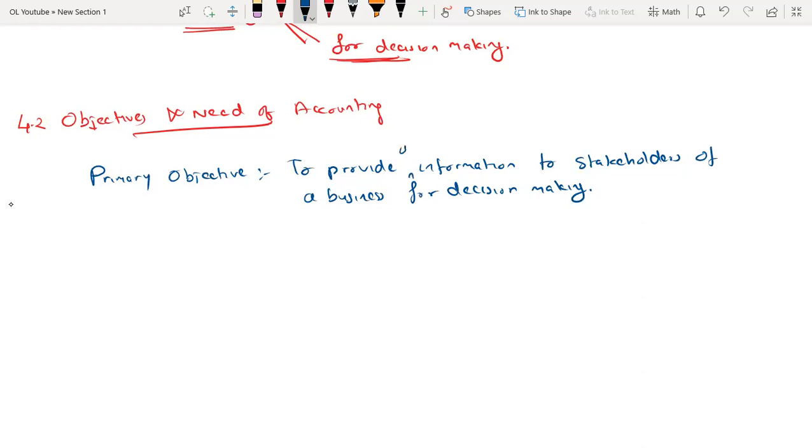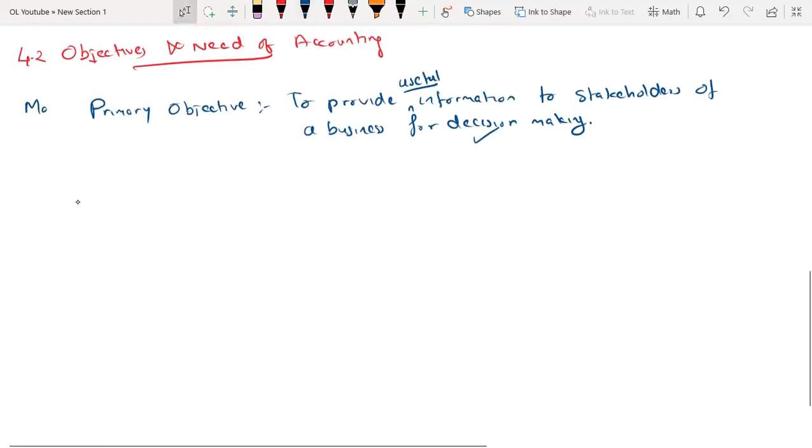It is better to say useful information, because useless information is not going to help to make decisions, right? To provide useful information to whom? To stakeholders. Why? To make decisions. So the primary objective is to provide what? Useful information to whom? The stakeholders of the business. Why? To make decisions, right? This is the main objective or primary objective of accounting. But in your textbook, they have given you secondary objectives as well. Let me get that here.